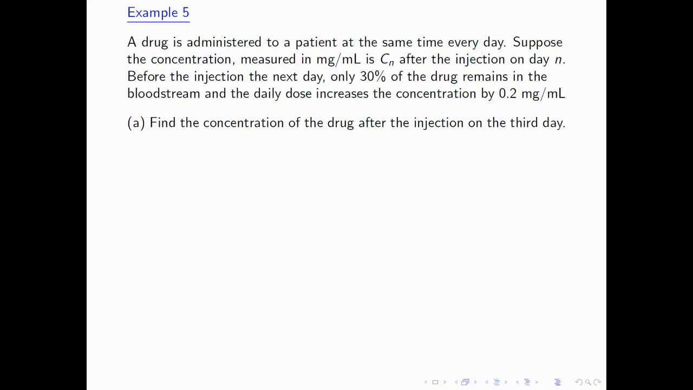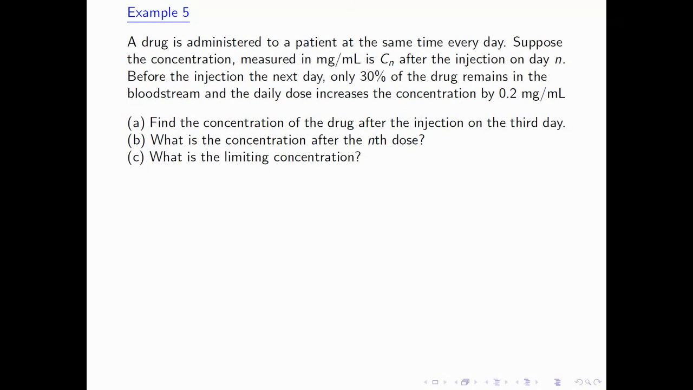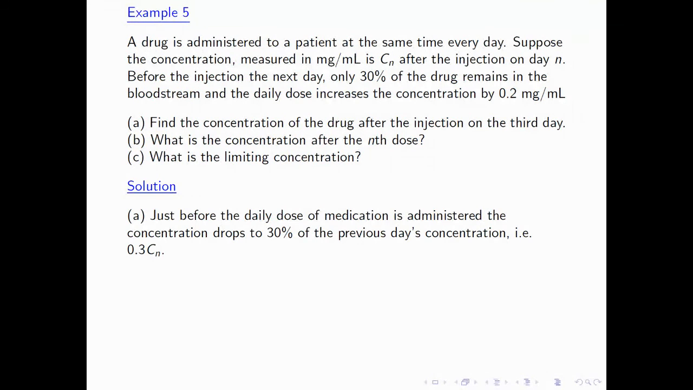We are asked to do the following. First one, find the concentration of the drug after the injection on the third day. What is the concentration after the nth dose? And what is the limiting concentration? Okay, so the first one. Now, just before the daily dose of medication is administered, the concentration drops to 30% of the previous day's concentration. In other words, 0.3 times Cn.